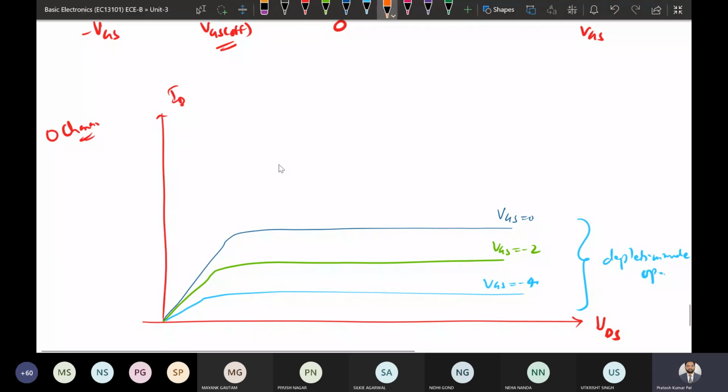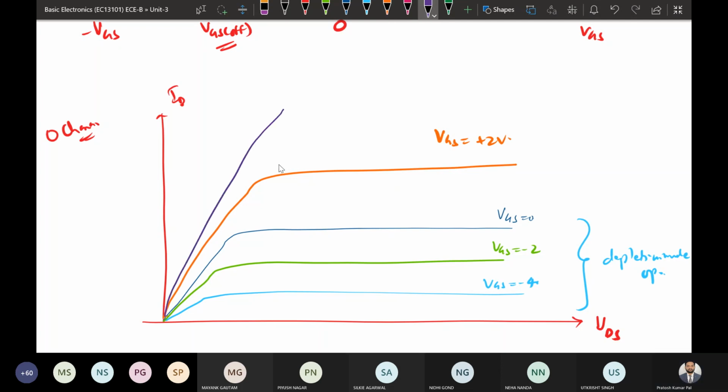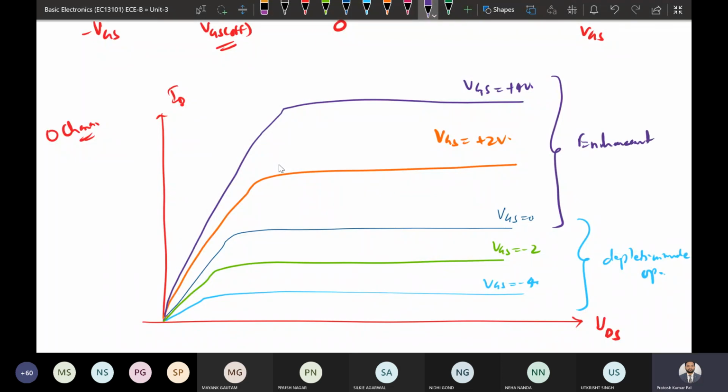So in the opposite direction, in the positive case, this will be the case when VGS equals suppose +2 volts, and this is the case when +4 volts. So by including the zero case, this region will be called enhancement mode operation. Okay, so this is the overall output characteristics by including the enhancement and depletion mode operation. Okay, so this is all about depletion mode of N MOSFET operation.